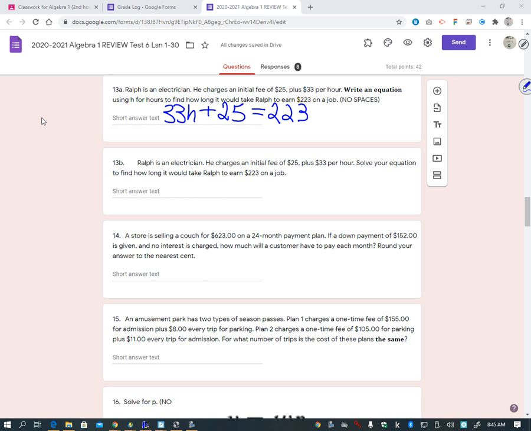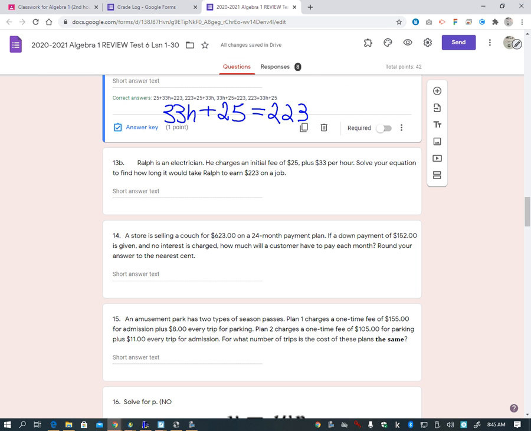Okay, so let's take a look here. Now, on this first part, it just says write an equation, right? So let's see what our answer actually comes out to. What are they looking for here? 25 plus 33H, I believe that's an equal sign, equals 223. 223 equals 25 plus 33H. 33H plus 25 equals 223, which is what we have here. 223 plus 33H equals 25.